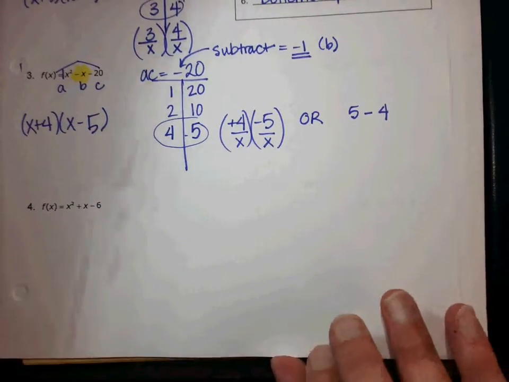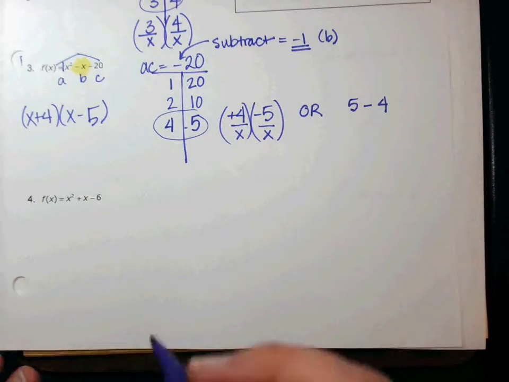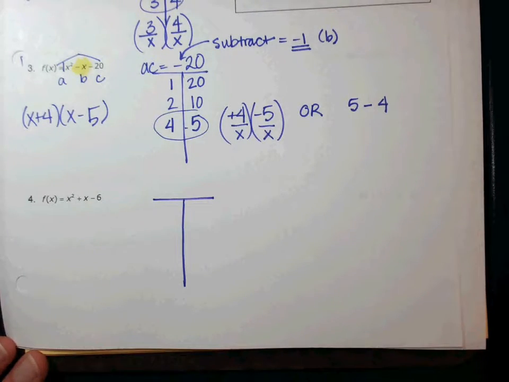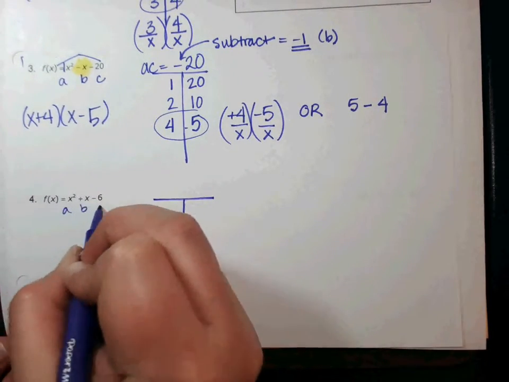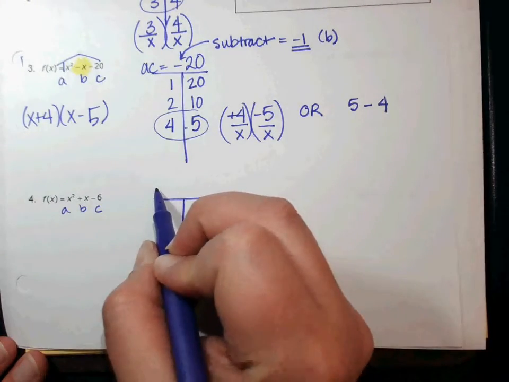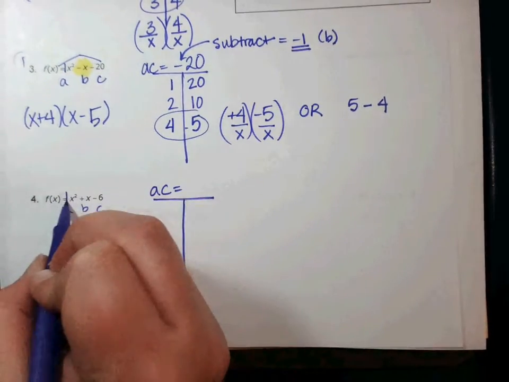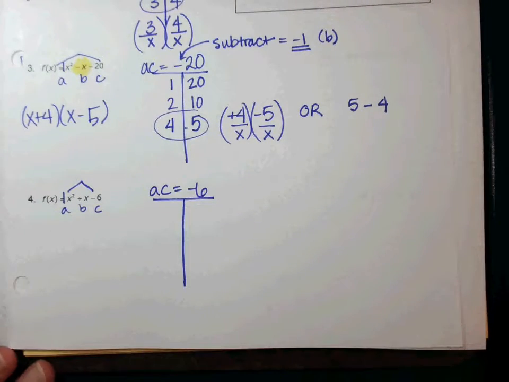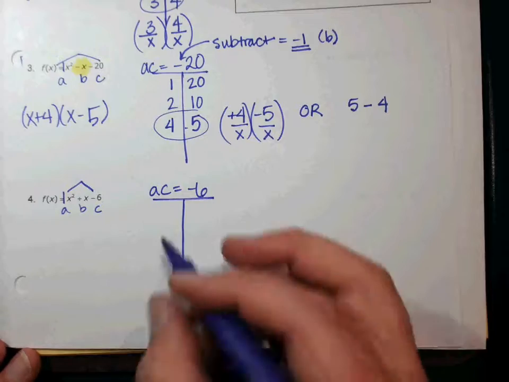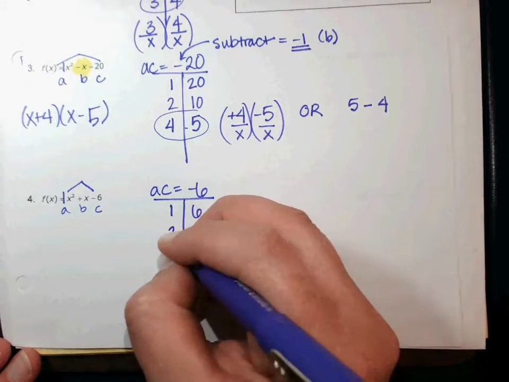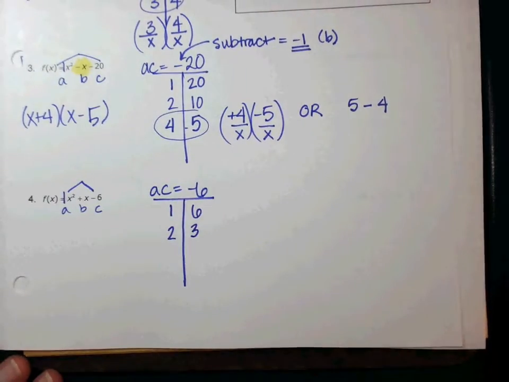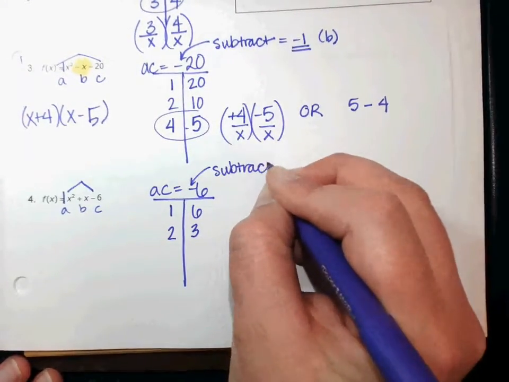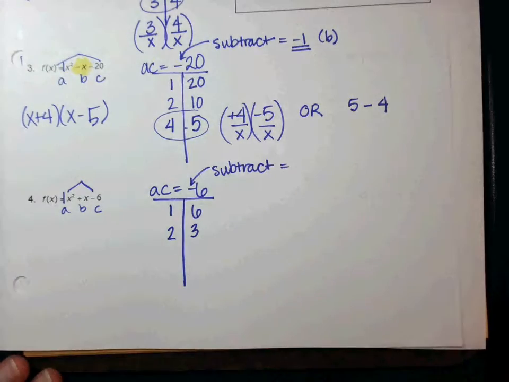Set up your chart for me. AC needs to go at the top. What's A? 1. What's C? A times C is 1 times negative 6. What do I get? How can I multiply to get 6? 1 times 6 or 2 times 3. Now remember, the negative at the top tells me that I'm going to end up needing to subtract. What do I want them to be when I subtract them?